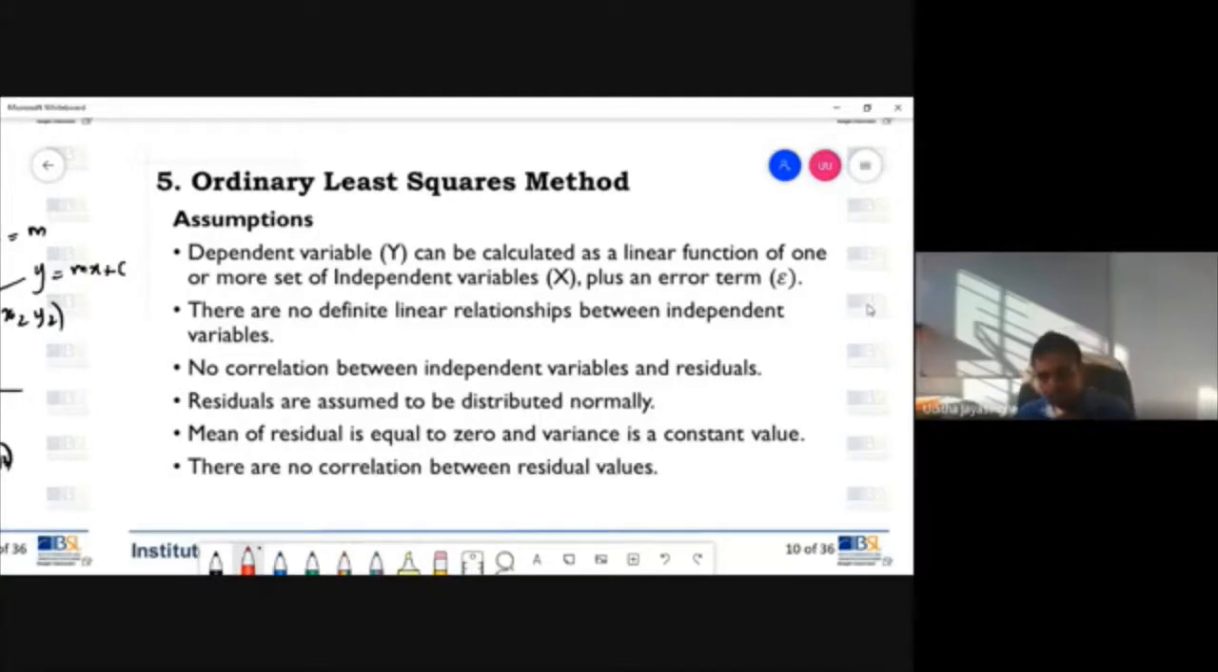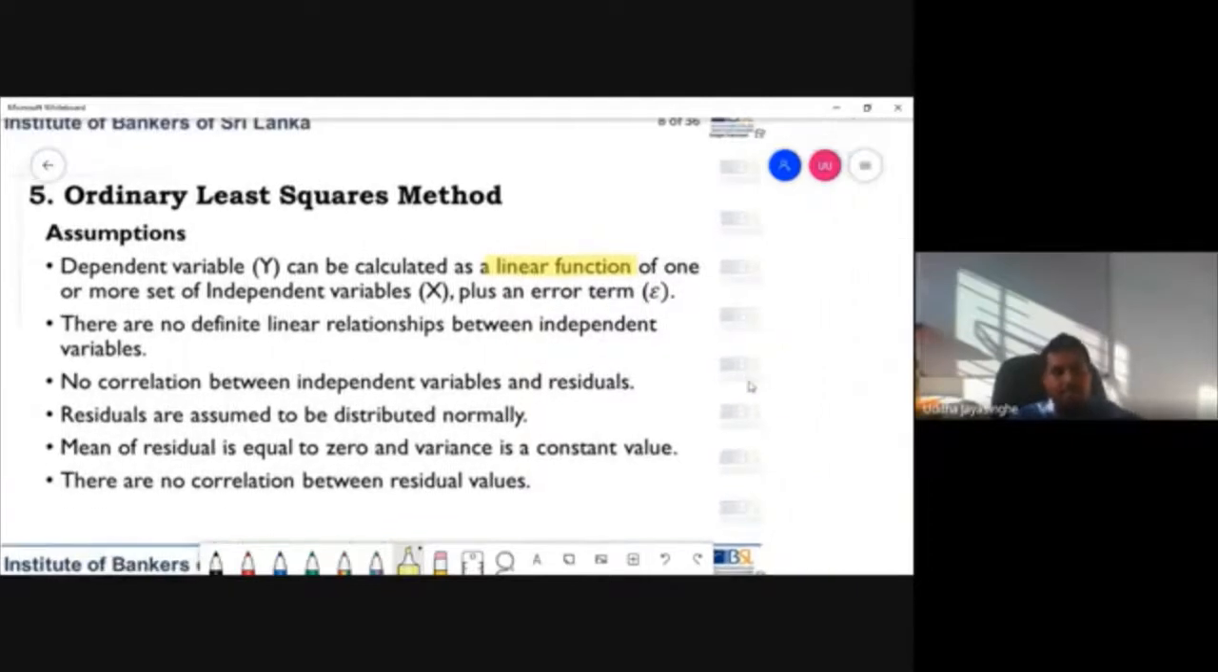Yeah, the first one. Dependent variable y can be calculated as a linear function of one or more set of independent variables plus an error term. This is the very fundamental assumption as to how we have laid this equation of y equals alpha plus beta x plus epsilon.